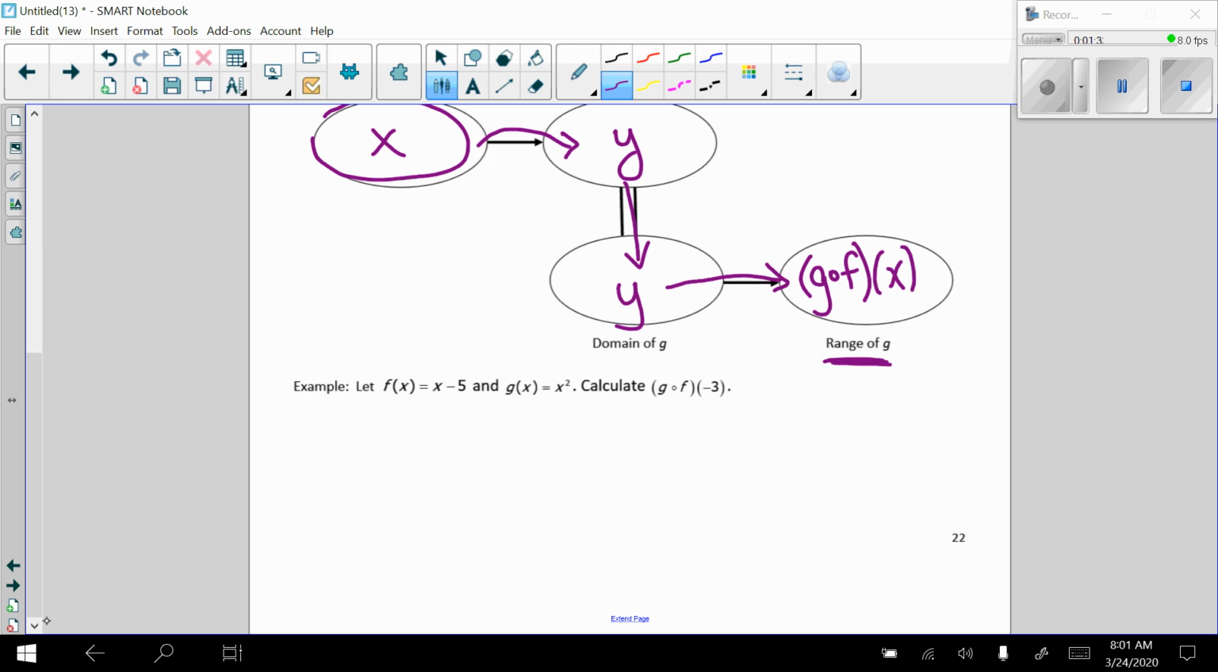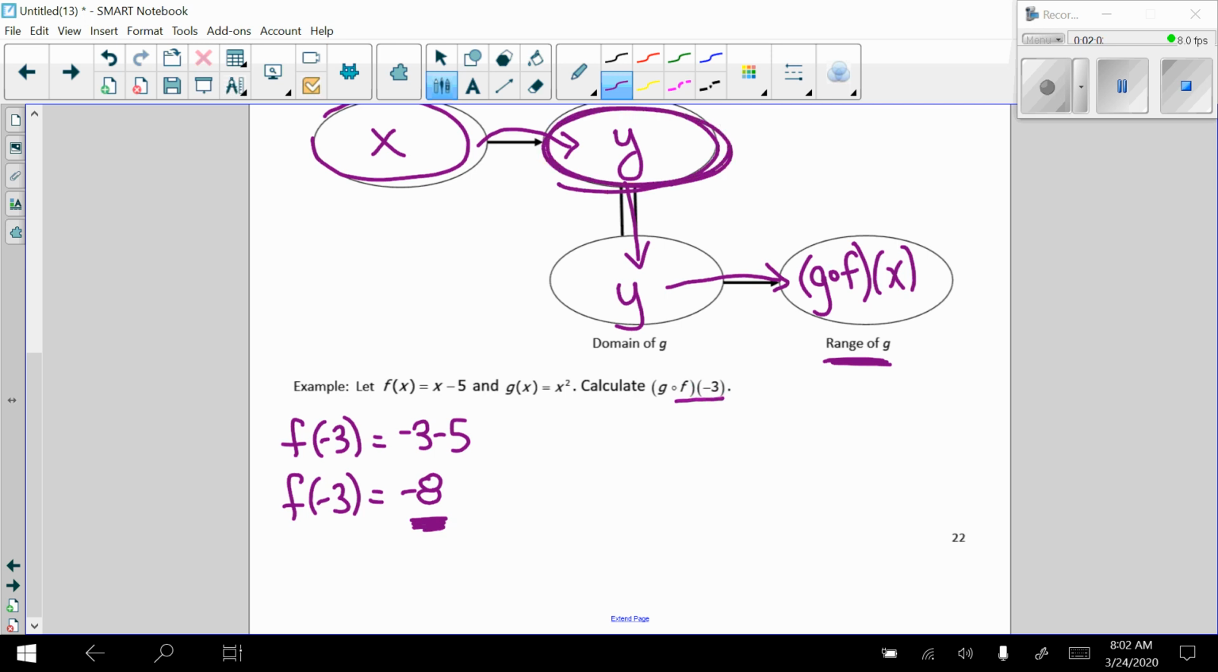So let's look at this example. It says we have f of x and we have g of x, and we're asked to calculate g of f of x. So what we do is we start by taking -3 and putting it in for x in f of x. So we have -3 minus 5, and what we find is that f of -3 is -8. This is the output of our first function.